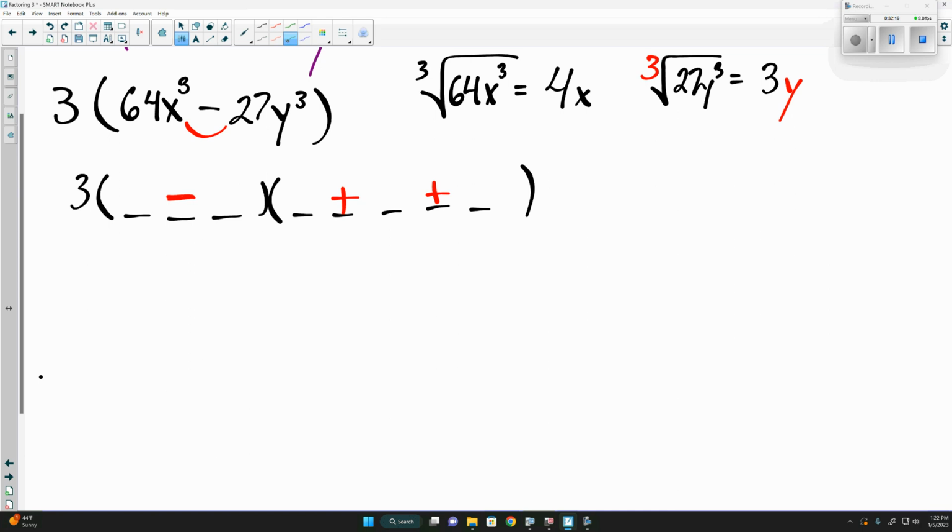Now our first term is 4x. Here we're going to have 4x squared, 4x to the first, and then the last one is 4x to the 0. We don't have to include it. Our second term is 3y. We don't put one first, but the middle would be 3y. And lastly, we'll have 3y squared.